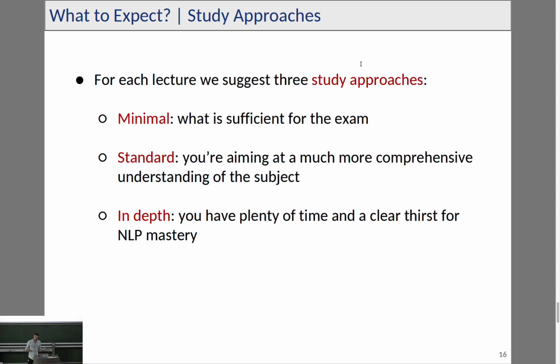For those of you who can read at light speed and really have a lot of time this semester, we have this third level, which involves going into a lot of papers. It's definitely not necessary for the exam or the course, but if that's what you're striving for, we'll put those in as well. I think this pretty much covers what you should expect, what we're expecting, how the course will be structured, and also how we're going to spend the semester together.